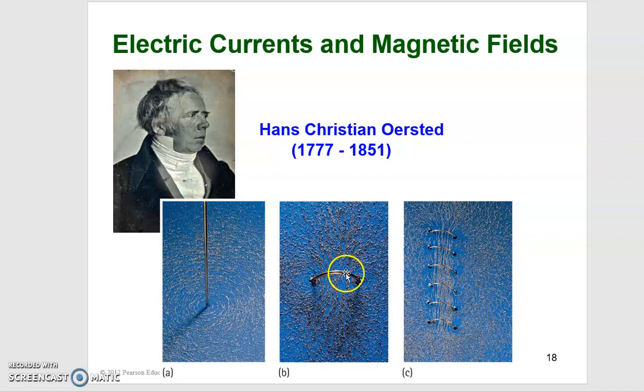If you have a loop current, it can still produce a magnetic field, but you can see the shape of the magnetic field is very different. Now if you increase the number of loops, you will find that the magnetic field produced becomes stronger and stronger. So we are going to study how the electric current affects the production of magnetic fields.